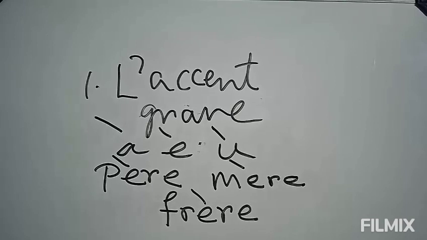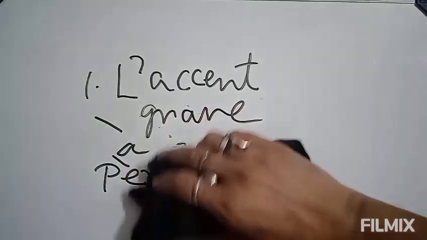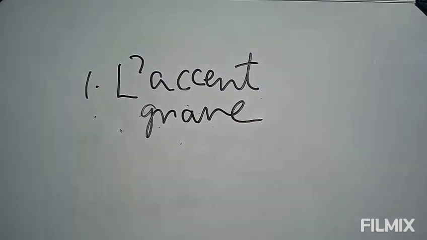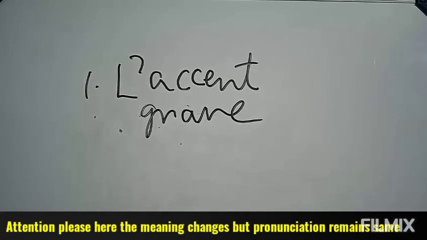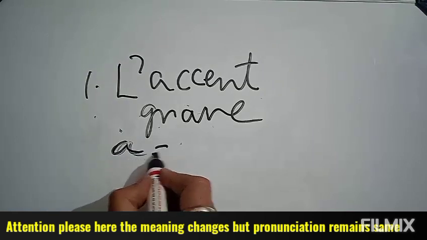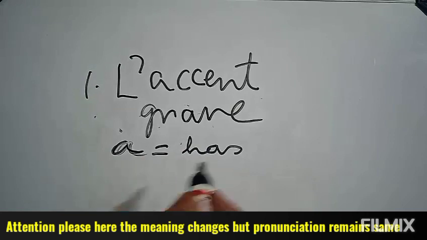Now here is a very interesting thing. These accents are used on A, U and E. We have already learned some words with grave accent on E. But if it is used on A and U, the pronunciation doesn't differ, but the meaning differs. I'm giving you a live example. If A is written, only A, the meaning is has. He has, she has, this type, the verb to have, having something.